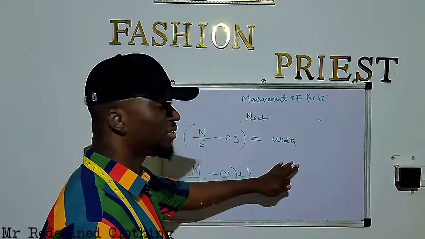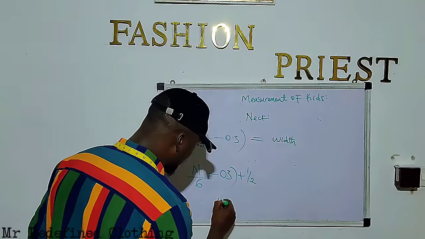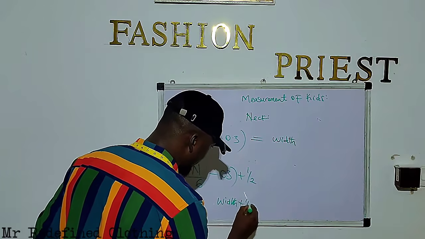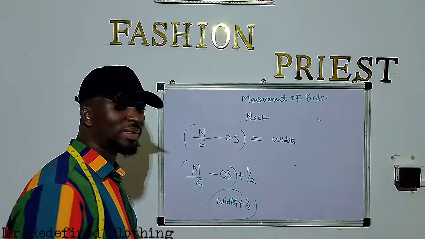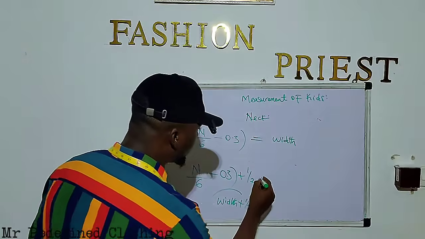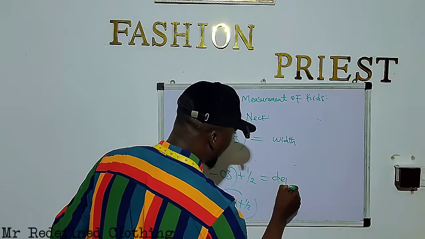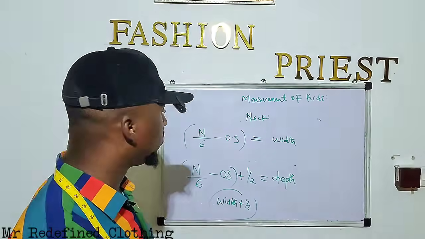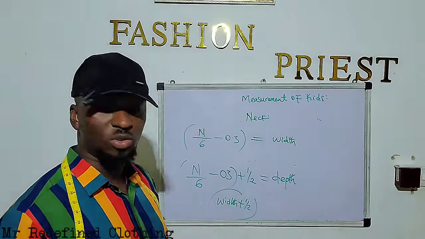This can also be written as width plus half. This simply means that whatever answer you use to get your width, add half to that, and you get your what? Depth of your neckline. So these are the formulas you can use.